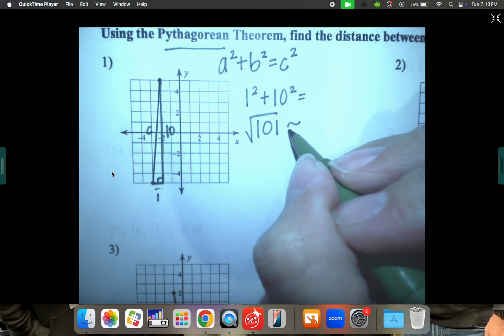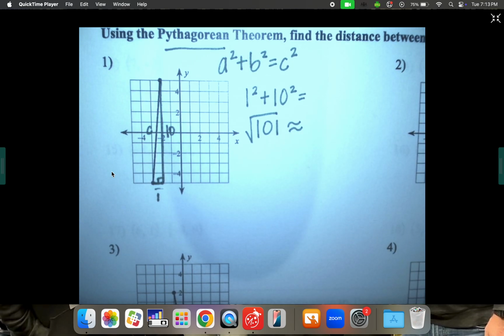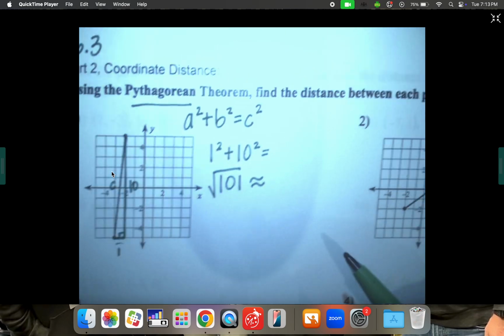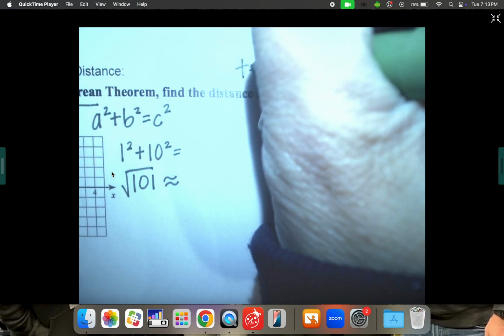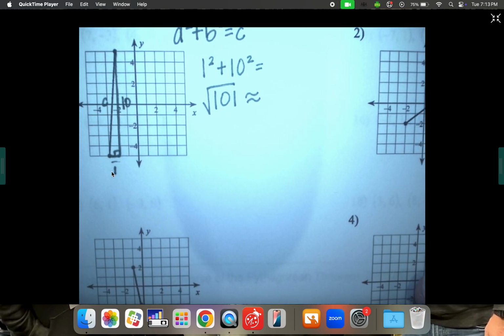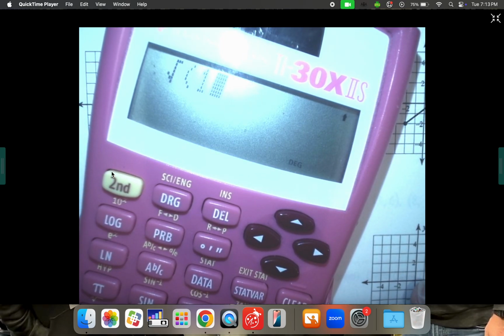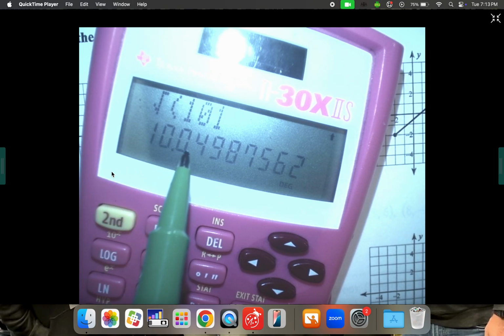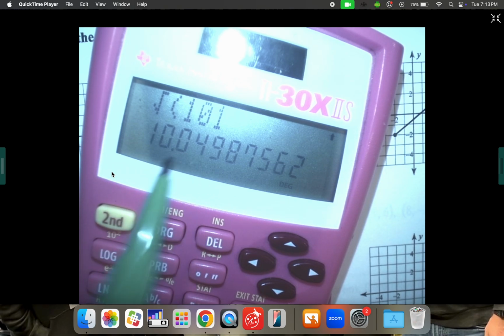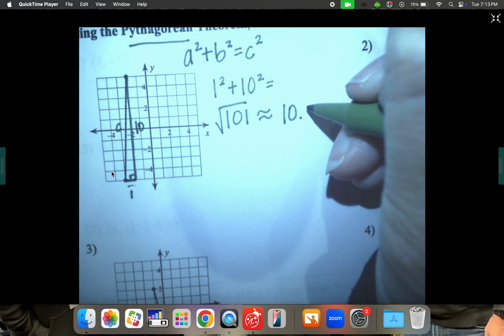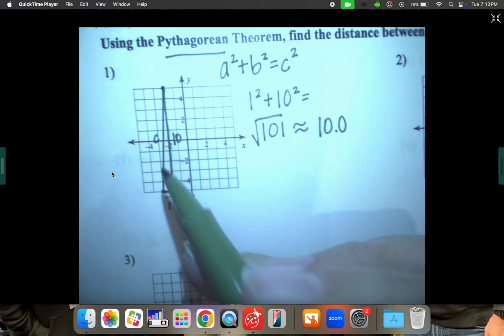So we're going to put it in our calculator and get the diagonal distance rounded to the nearest, let's say, tenth. It doesn't say that, but I think that's what normally we've been doing. So we're going to round to the nearest tenth place. So in your calculator, you're going to put square root of 101, and that is about 10.0. The 4 is not going to bump it up. So this would be about 10.0, which is weird because this is 10.